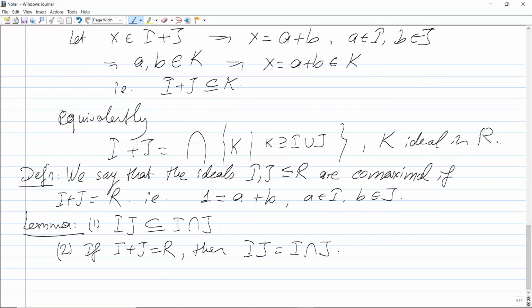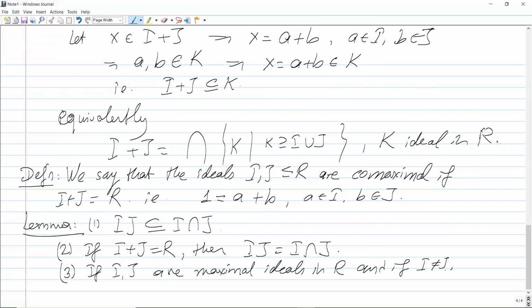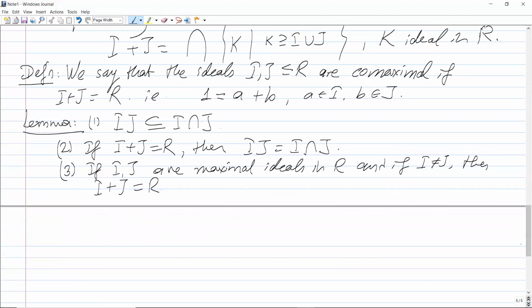And let me say one more thing, which I will not prove. I will leave this to you. If I and J are maximal ideals in R, and if I is not equal to J, then I plus J is equal to R. I will leave this to you as an exercise. You can show it easily. Okay, here's a proof.